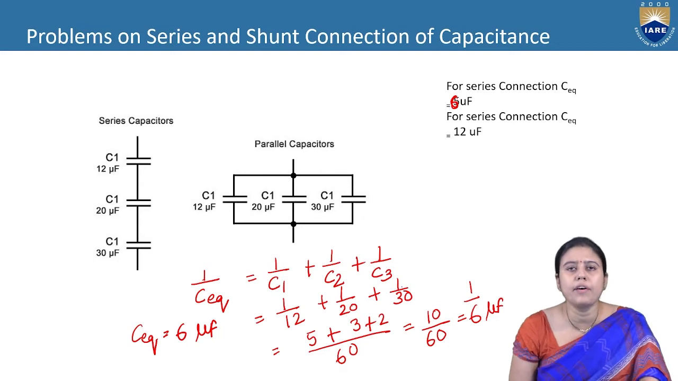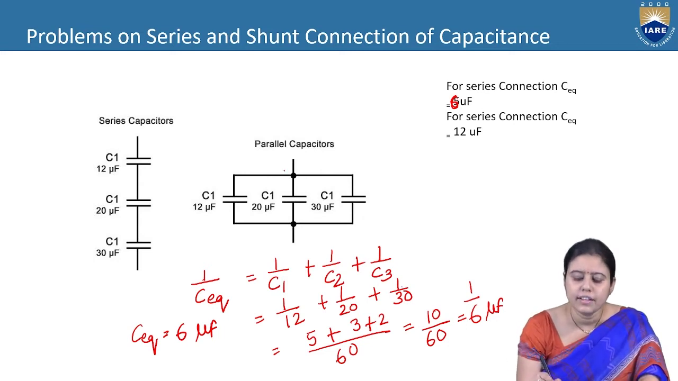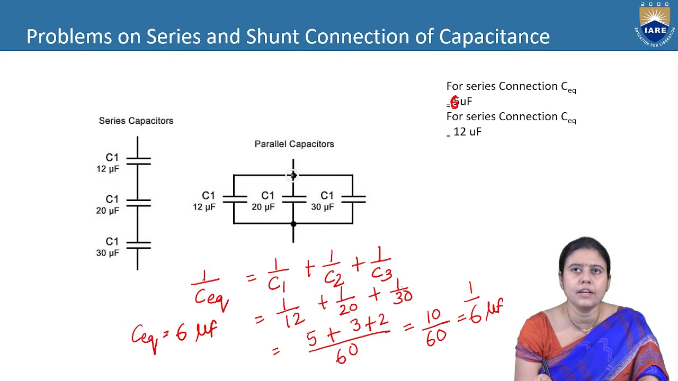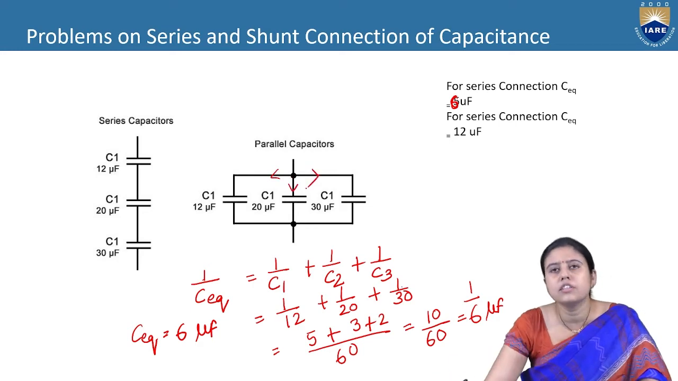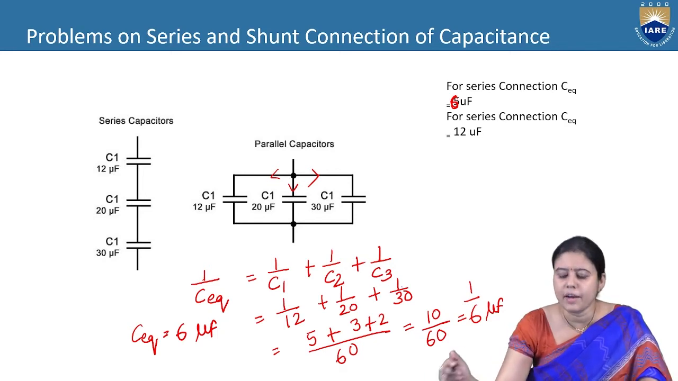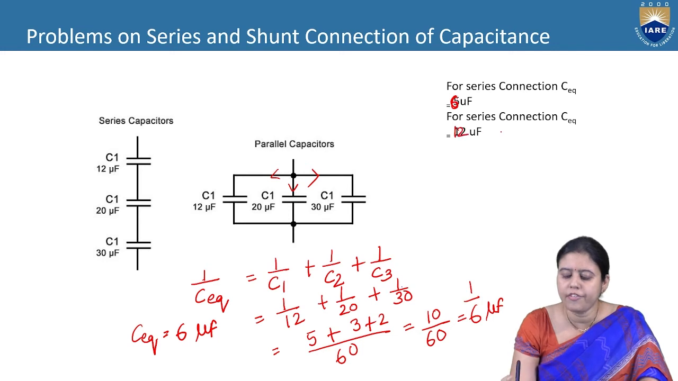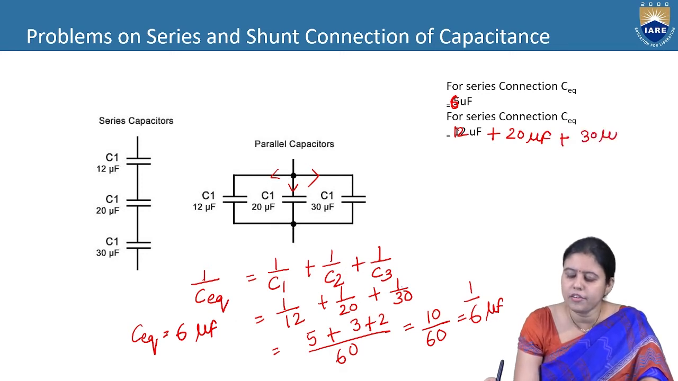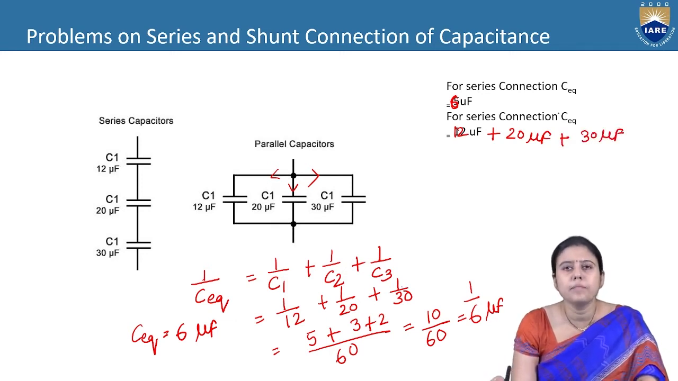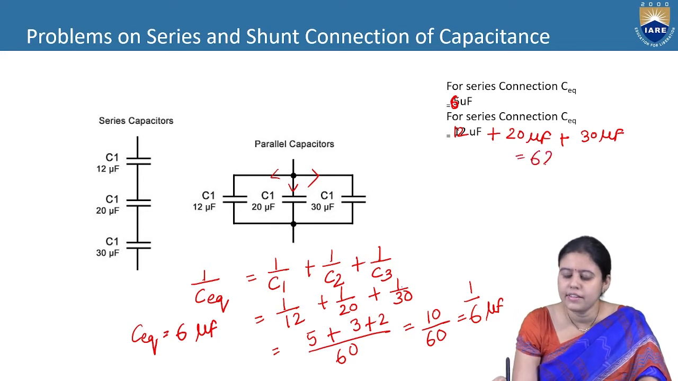Next, if we think about the shunt. Shunt means if we think the current is coming at the branch and it is dividing into the three parts. 1, 2, 3. So this is the shunt. And in the case of the shunt or parallel capacitors, the equivalent capacitor is 12 microfarad plus 20 microfarad plus 30 microfarad. This is the simple addition and it is coming as 62 microfarad.